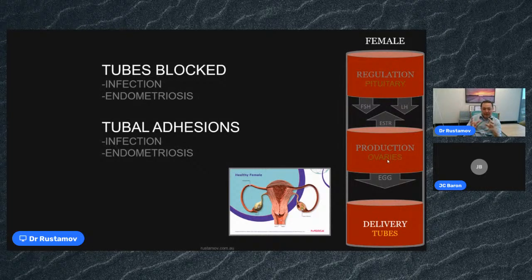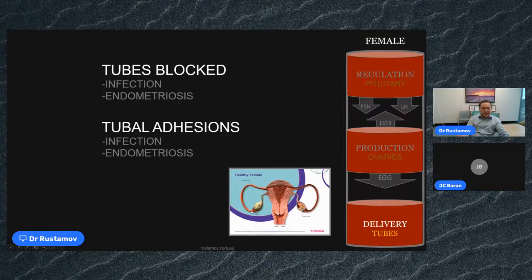Delivery of the gamete, here it's the egg, to the sperm where the fertilization takes place. That happens in the ampullary part of the fallopian tube. The problem with delivery can happen due to mainly two reasons. One is having blocked tubes, or having tubal adhesions.